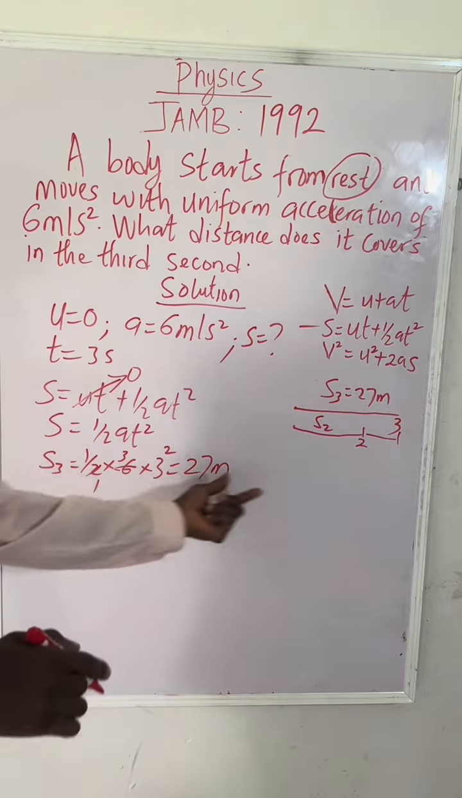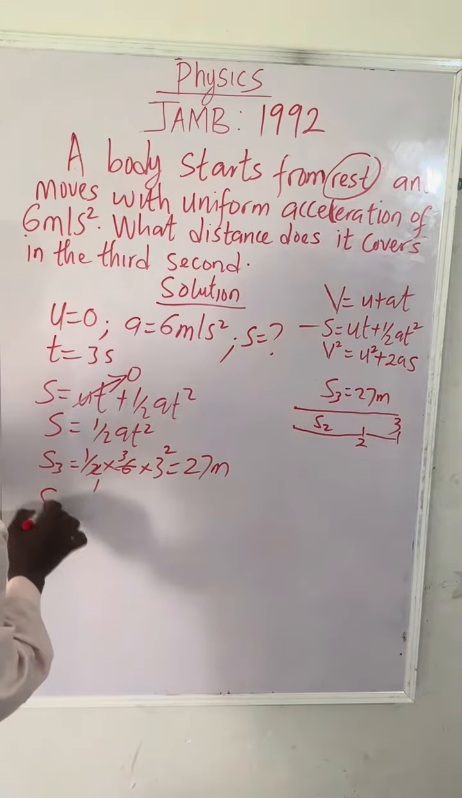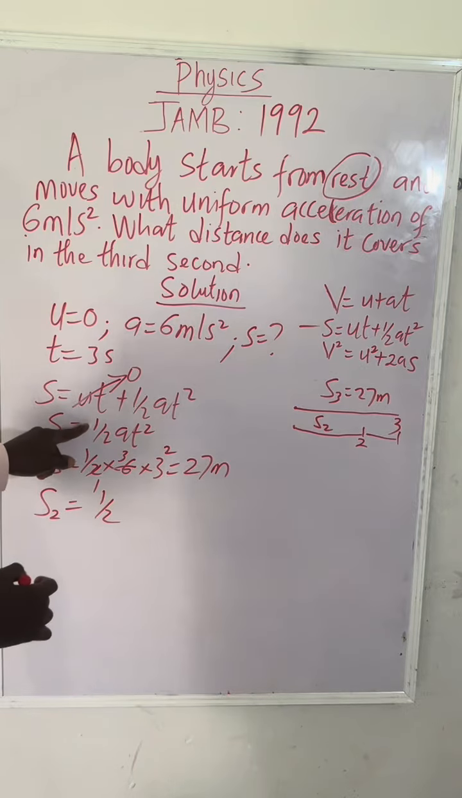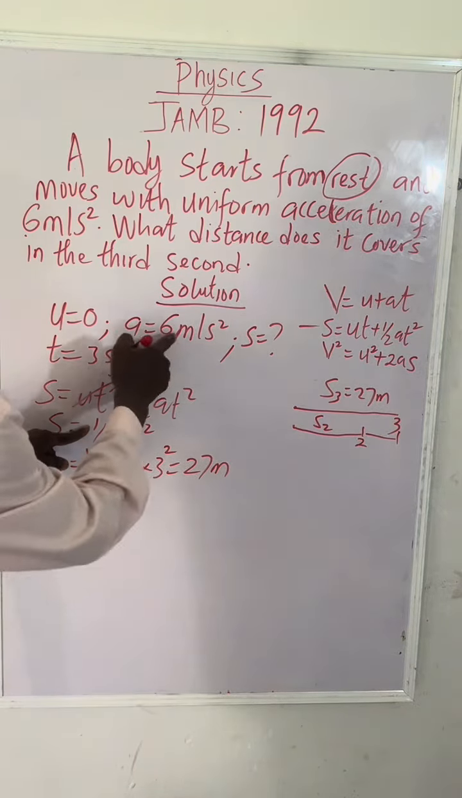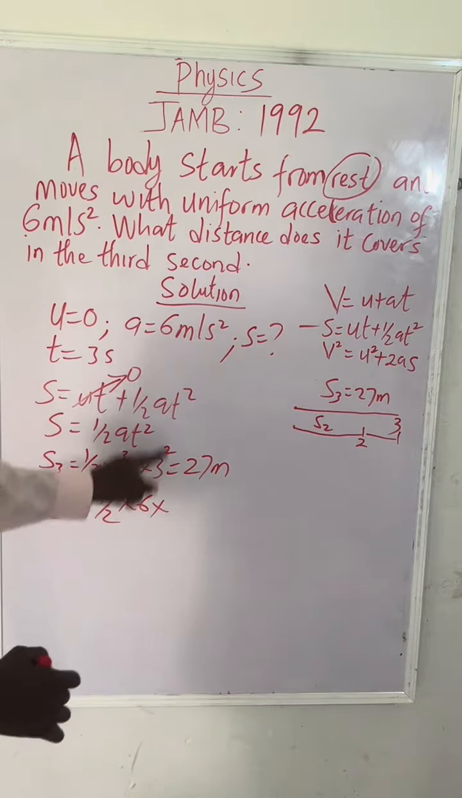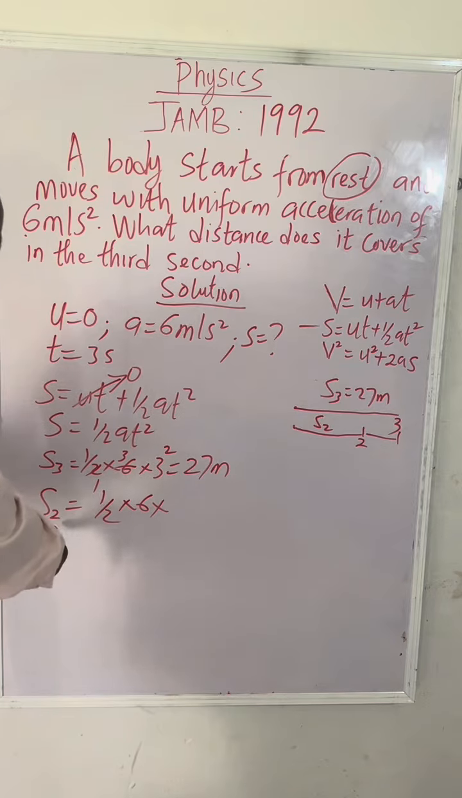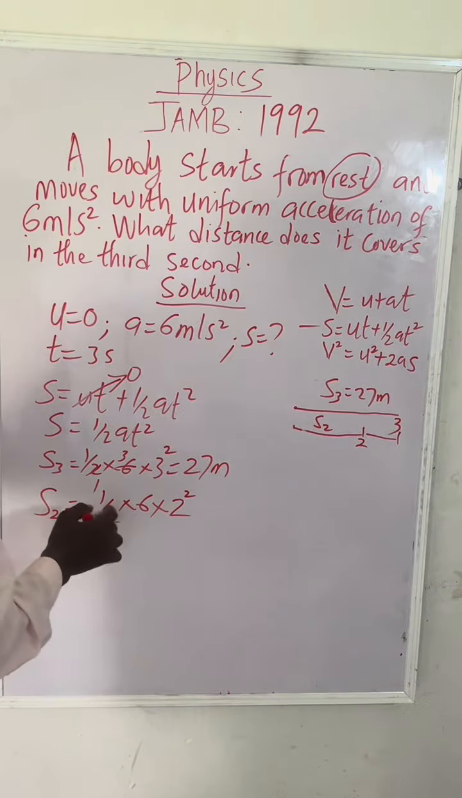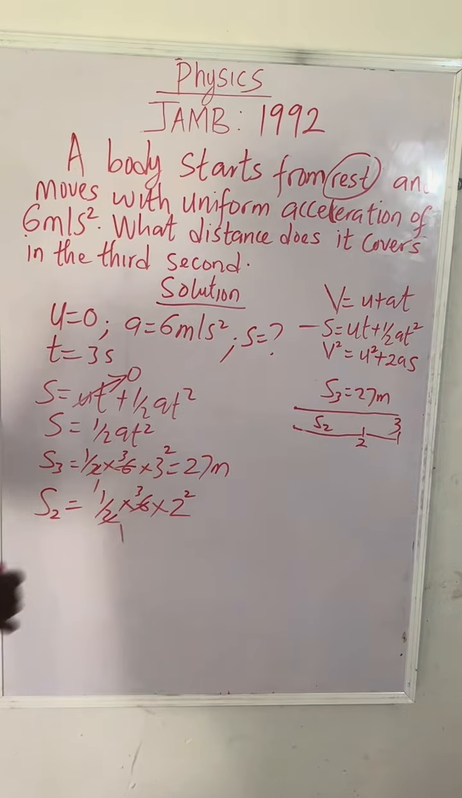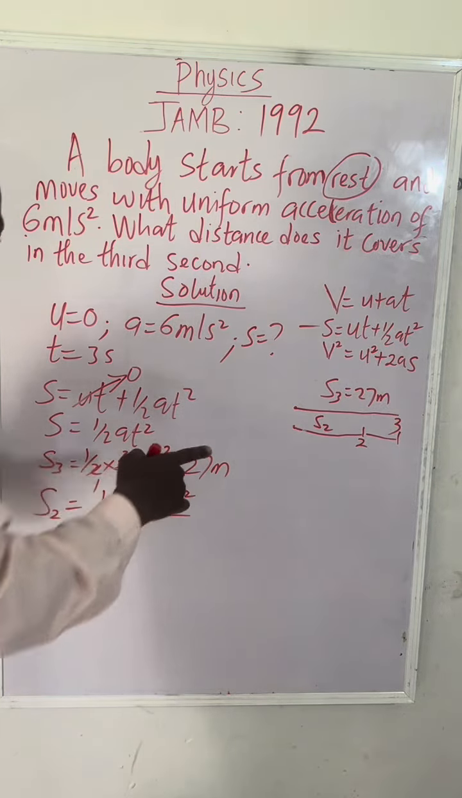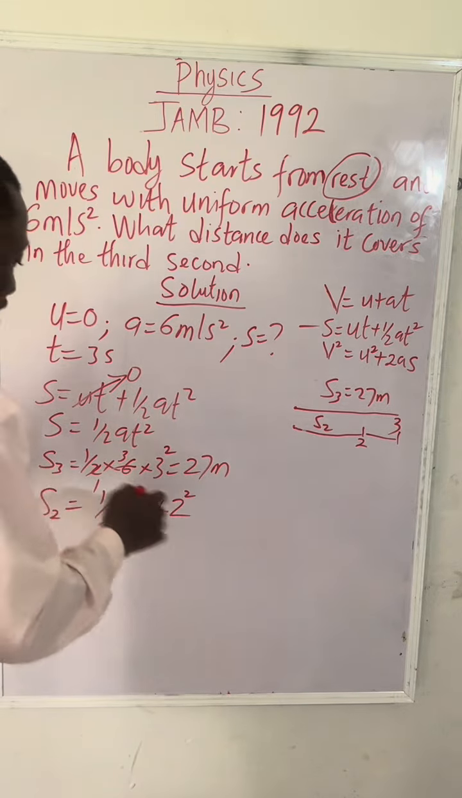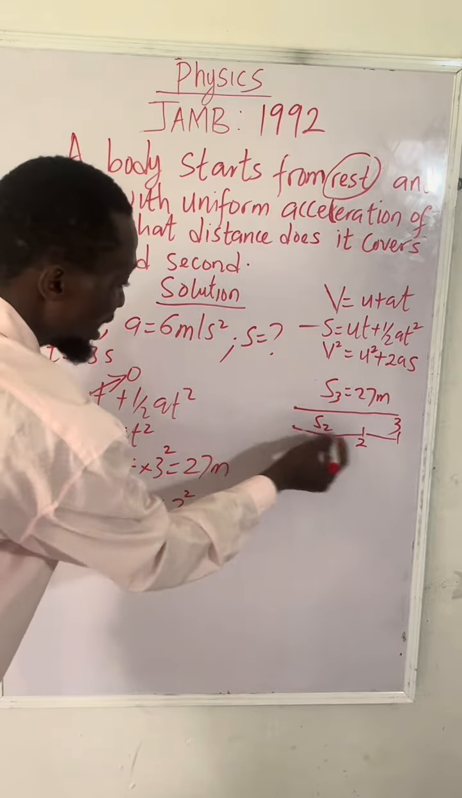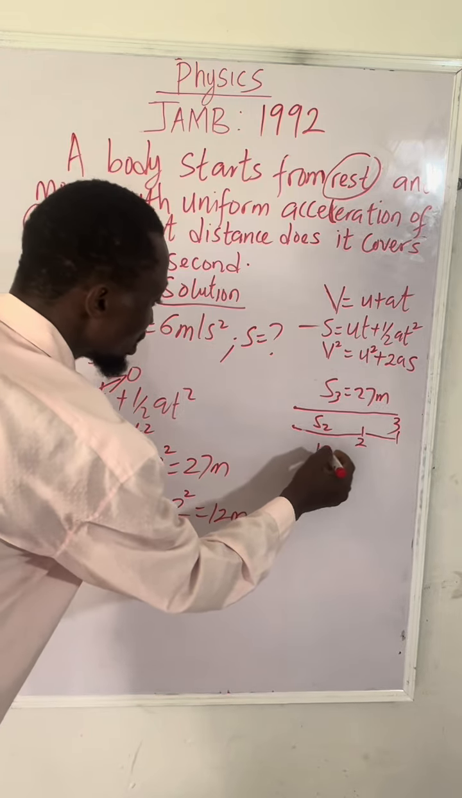Now we are going to look for the distance covered for the whole of the 2 seconds. So that's going to be s when the time is 2 seconds, equals half times our acceleration, which is still 6, times our time, which is 2 now. So that's 2 squared because of this square. 2 raised to the power of 2 is 4, it's 2 times 2. 4 times 3 gives us 12. So that's 12 meters. So from here to here is just 12 meters.